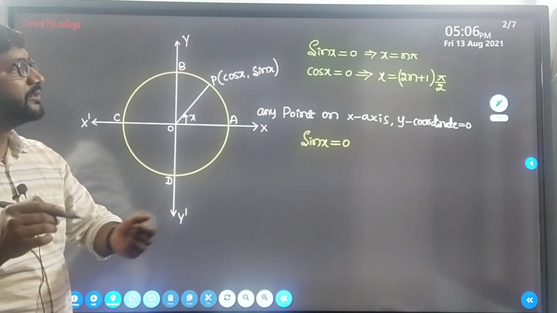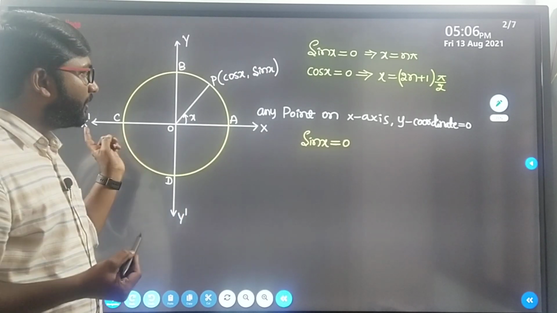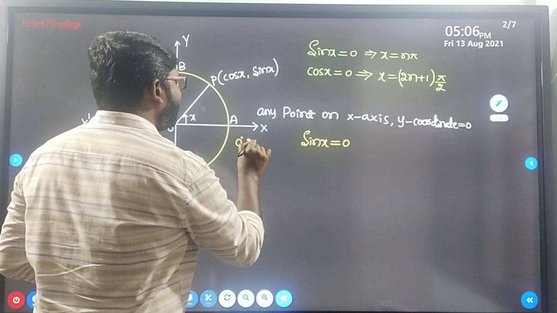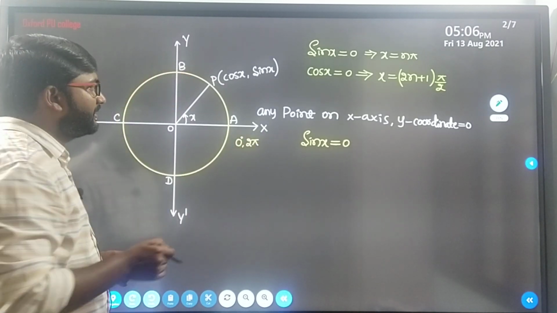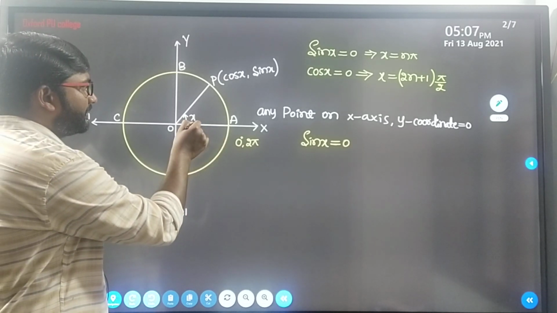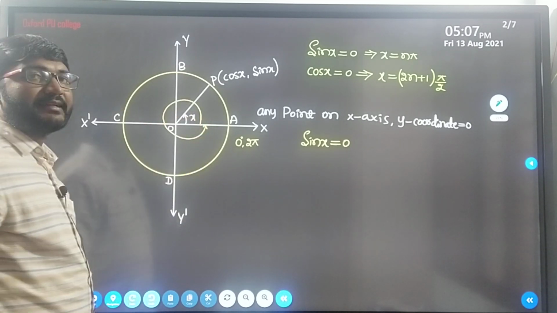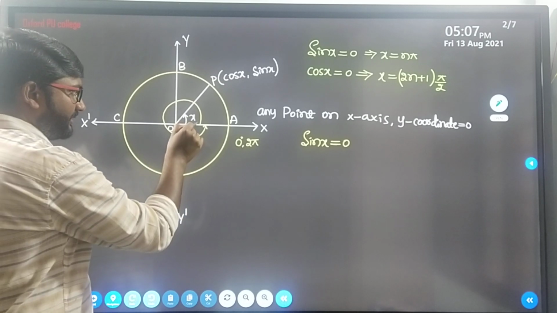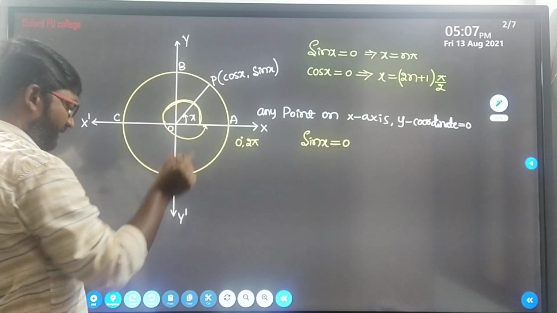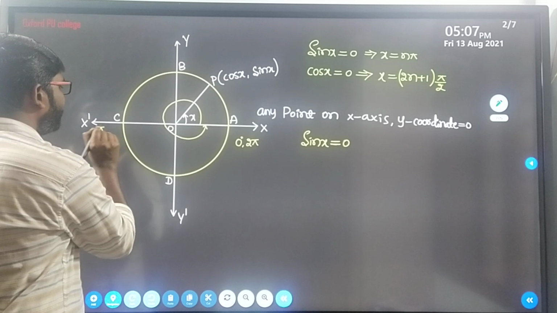So sin x becomes 0 for what angles? See here, on the x-axis what are the angles we get? On the x-axis we get either 0 degree or 2 pi radian. I start from this point, it is 0 degree, then one complete revolution is exactly 2 pi radian. From here to here is nothing but 180 degree or the pi radian. I'll write pi here.